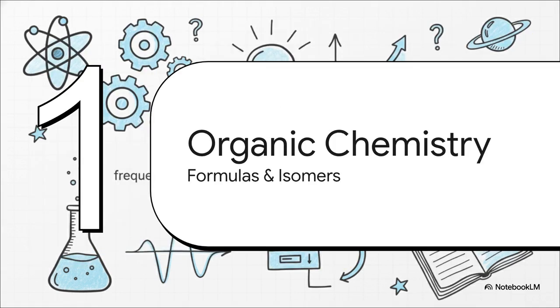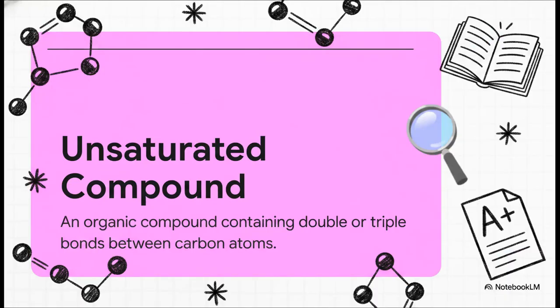Section 1, Mastering Organic Chemistry. We're breaking down formulas, isomers, and homologous series. Okay, look at this definition. Unsaturated compound: an organic compound containing double or triple bonds between carbon atoms.